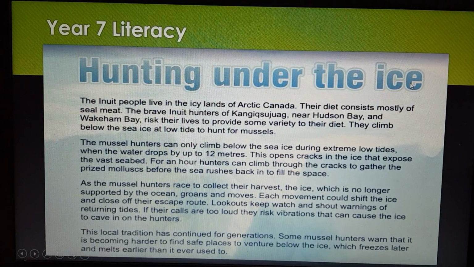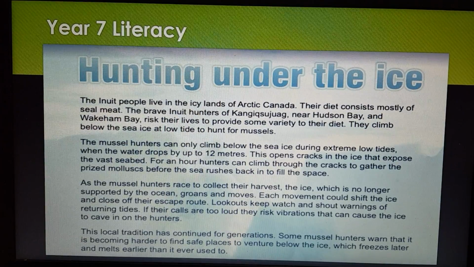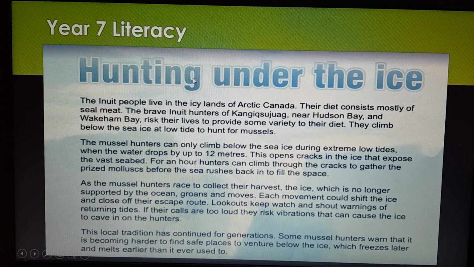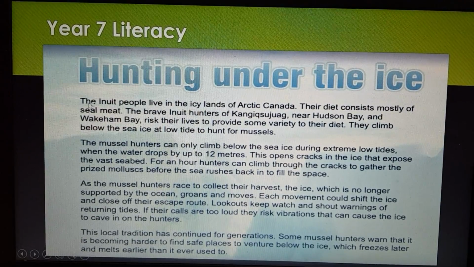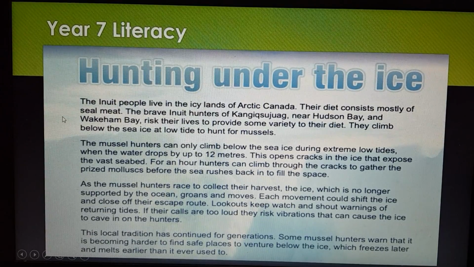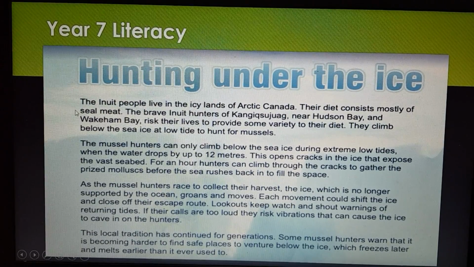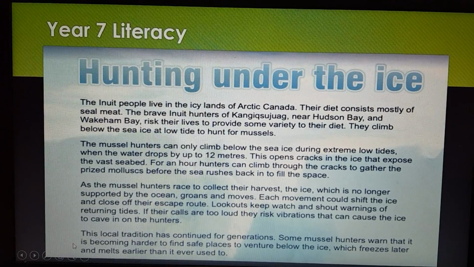It's pretty simple. So the next thing that I need you to do is tell me how many paragraphs there are. So you need to number the paragraphs. 1, 2, 3, 4. Okay.